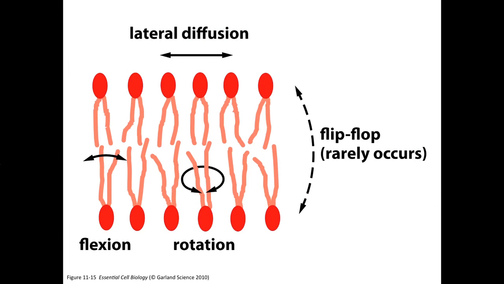This picture explains how phospholipids can actually move. They do not flip-flop back and forth from one monolayer to the other monolayer, but they are able to rotate or flex pretty easily, and they also move by lateral diffusion.